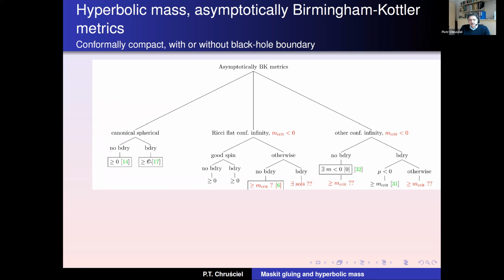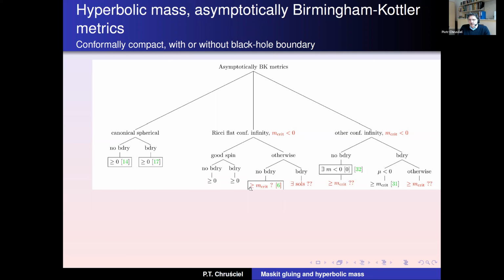And we have a positive energy theorem here. So there's nothing surprising happening here. But you can have other cases, right? So you can have this Ricci flat conformal infinity. An example is the Horowitz-Myers metric. And here there are two cases. There is a case which I call good spin, and in this case you have a positive energy theorem. And there are cases which are not good spin, and of course they exist because the Horowitz-Myers solutions exist.